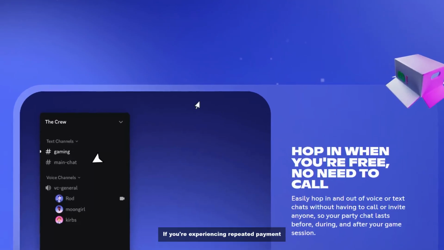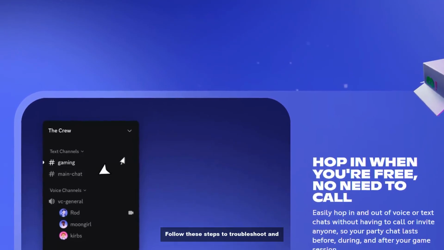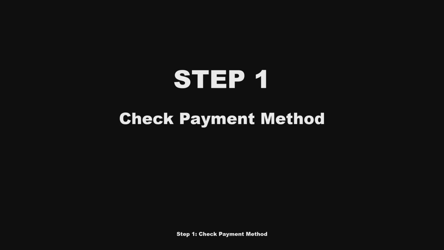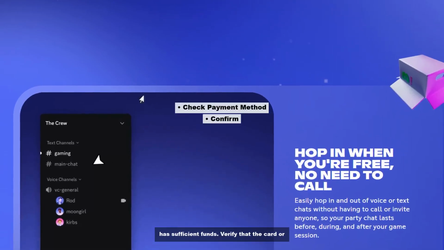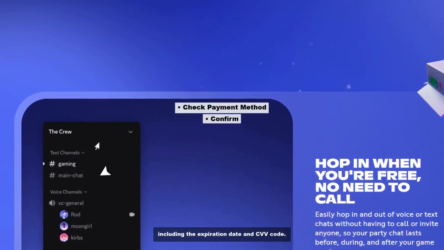If you're experiencing repeated payment declines on Discord, it can be frustrating. Follow these steps to troubleshoot and resolve the issue. Step 1. Check payment method. Ensure that your payment method is valid and has sufficient funds. Verify that the card or account details are entered correctly, including the expiration date and CVV code.